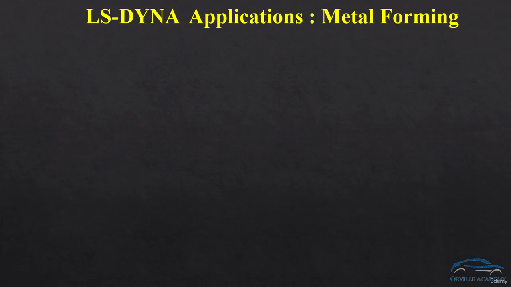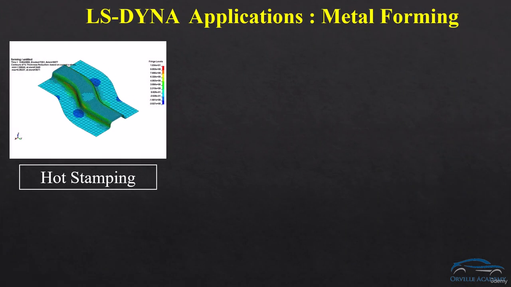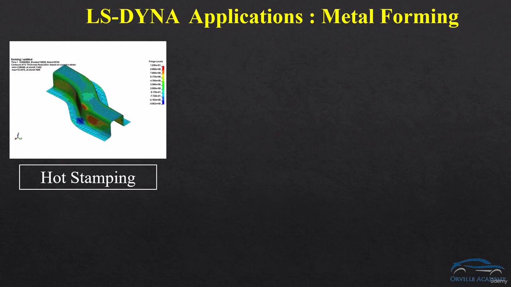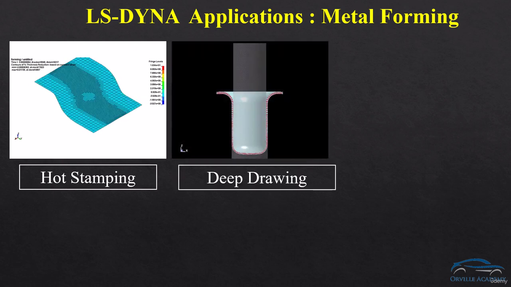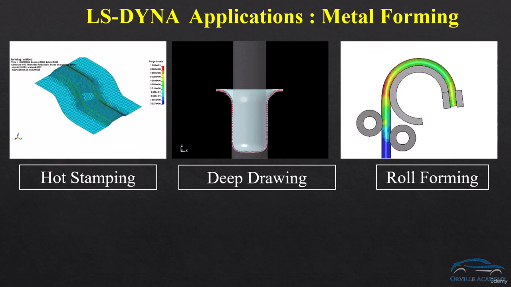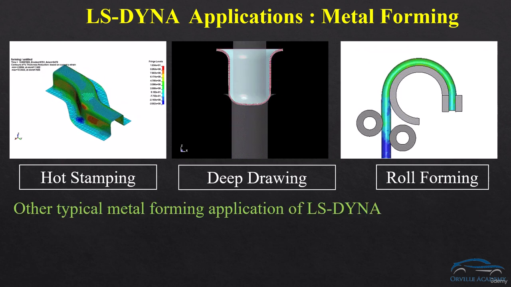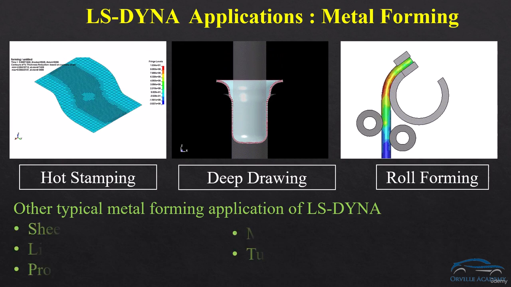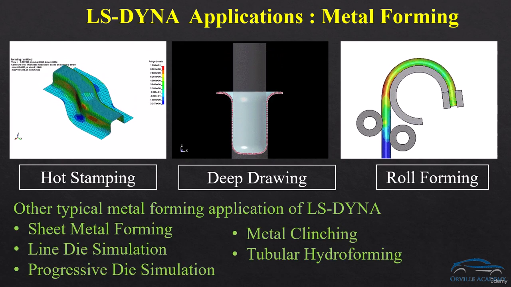So here we will talk about metal forming. In case of metal forming also, the typical analyses such as hot stamping, deep drawing, roll forming and other metal forming processes such as line die simulation, progressive die simulation, metal clinching, all those things can be done in LS Dyna.